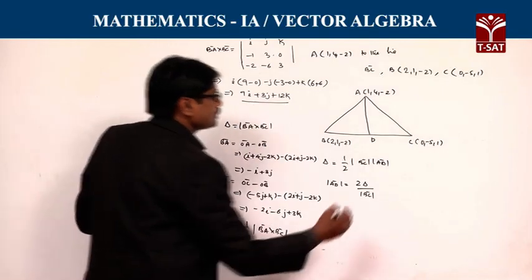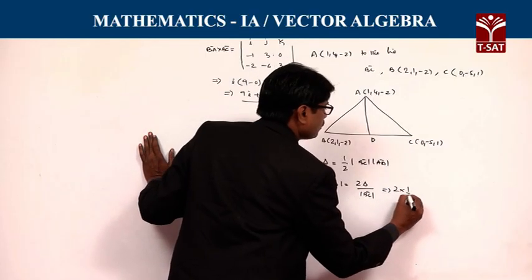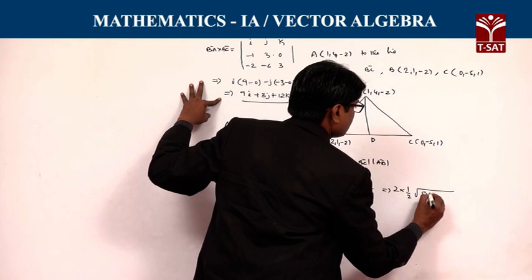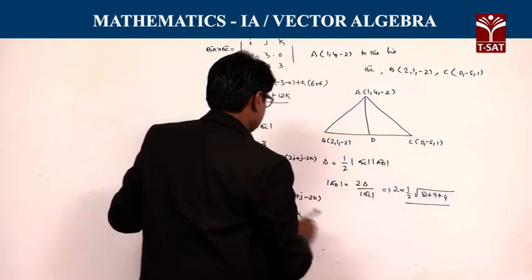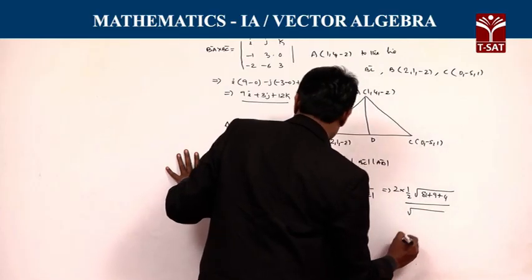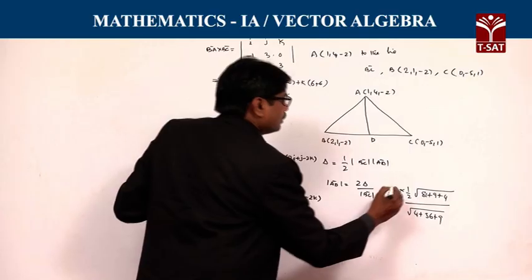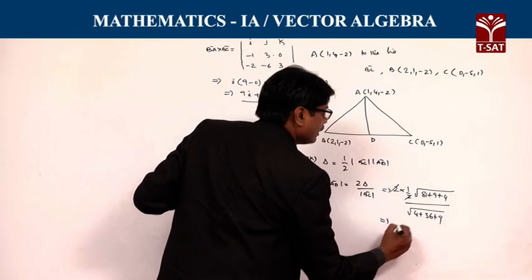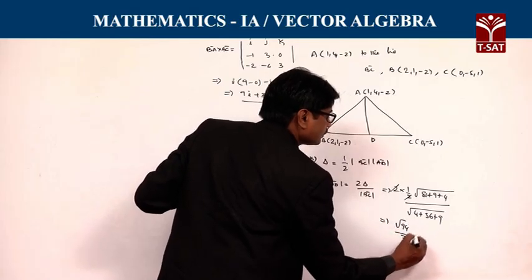BA bar, substitute, which is equal to 2 times determinant 1 by 2 into root over 81 plus 9 plus 4 divided by mod of BC bar. Mod of BC bar will be root over 4 plus 36 plus 9. 2 times cancel. It will be 90. Root 94 divided by 7 units.